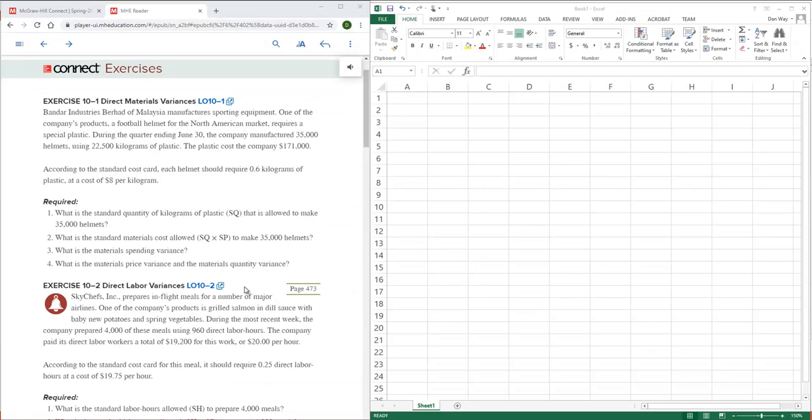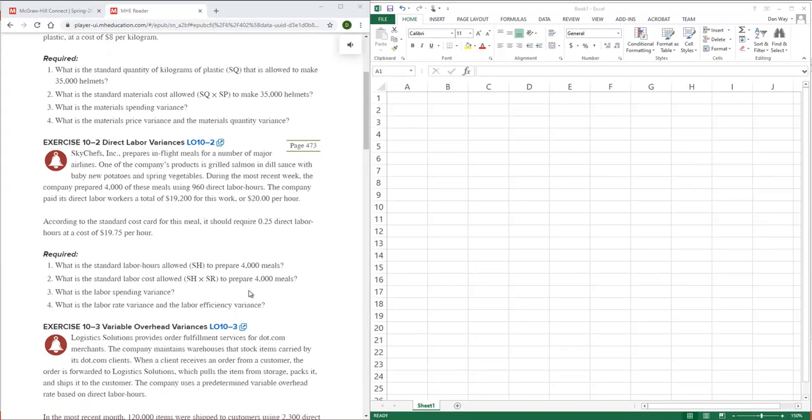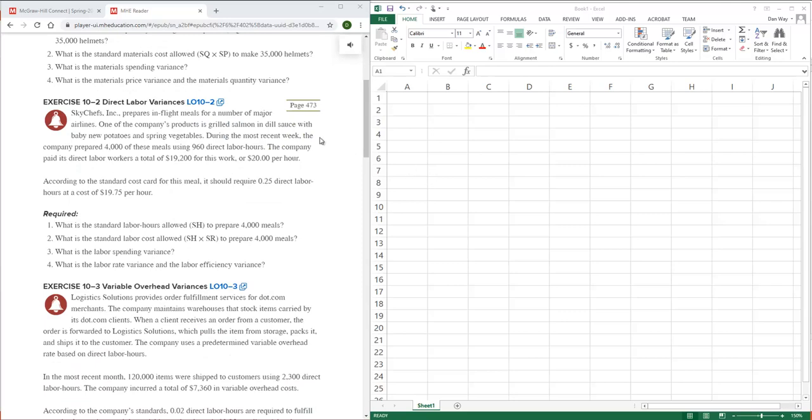Okay, let's take a look actually at exercise 10.2 right after that one and talk about some labor variances. So Sky Chefs prepares in-flight meals for a number of major airlines. One of their products is this grilled salmon. During the most recent week, the company prepared 4,000 of those meals using 960 direct labor hours. The company paid its direct labor workers a total of $19,200 or $20 per hour. According to the standard cost card, it should require 0.25 labor hours at a cost of $19.75 per hour.